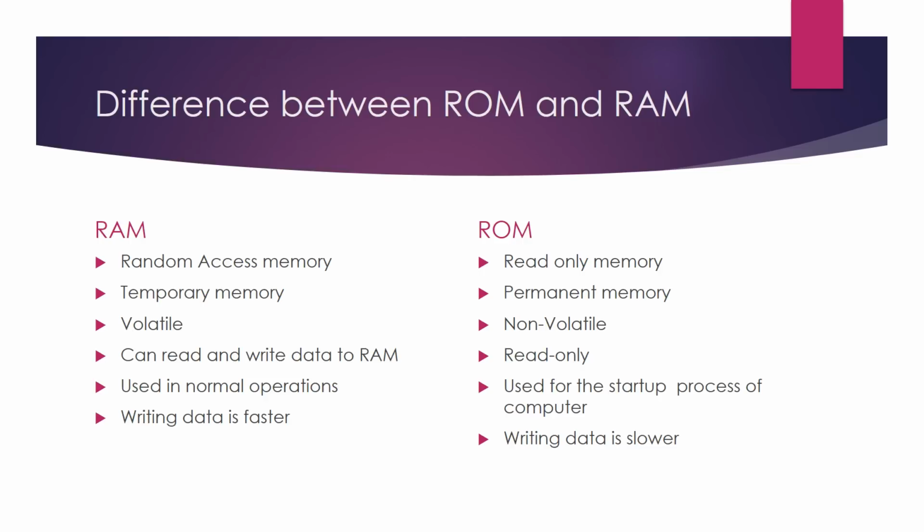There is a difference between RAM and ROM. RAM stands for random access memory, ROM is read-only memory. RAM is a temporary memory, ROM is permanent memory. RAM is volatile, ROM is non-volatile. In RAM, we can read and write data, but in ROM, we can just read data. RAM is used in normal operation, but ROM is used for startup processes of the computer. RAM writing data is faster, but in the ROM, writing data is slower.